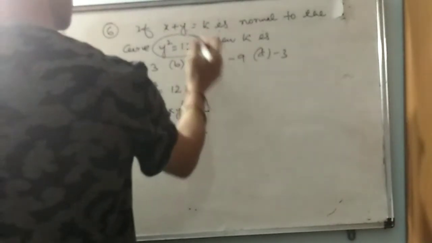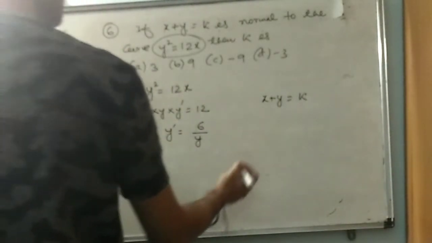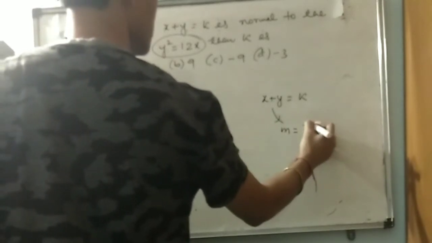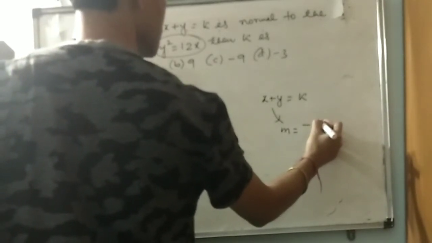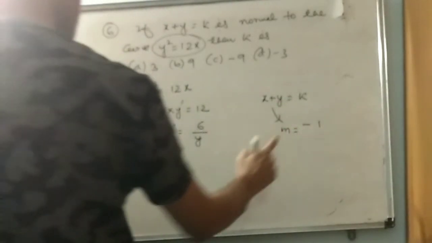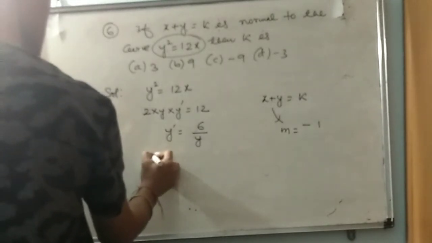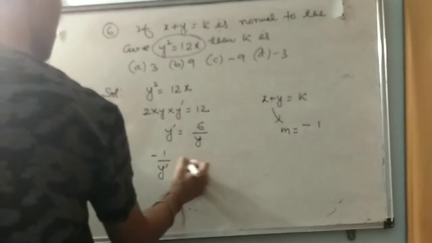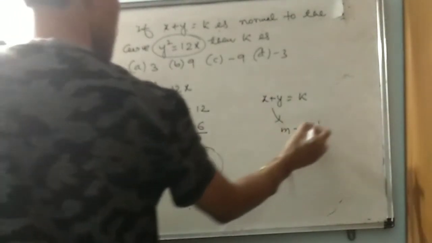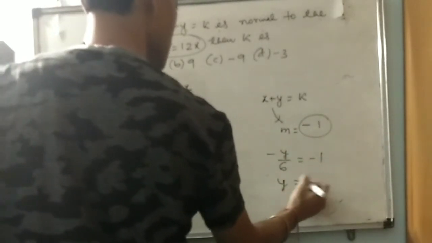Now x plus y is equal to k is the equation of normal. So slope will be equal to minus a upon b, that will give minus 1. So slope of normal from this is coming minus 1, and slope of normal is minus 1 upon dy upon dx. So that will give us minus y upon 6. Minus y upon 6 will be equated with minus 1, which will give us y is equal to 6.